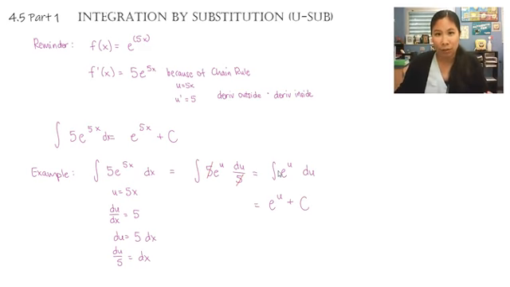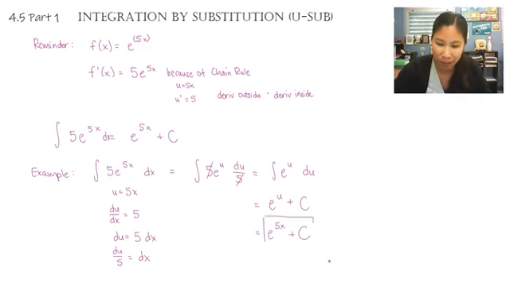So our final answer, though, we never keep it in terms of u. We would like to substitute the x's back in, because our problem started with x's, so we need to end with x's as well. So replacing my u with the 5x that it was equal to, I end up with e to the 5x plus c as my antiderivative.